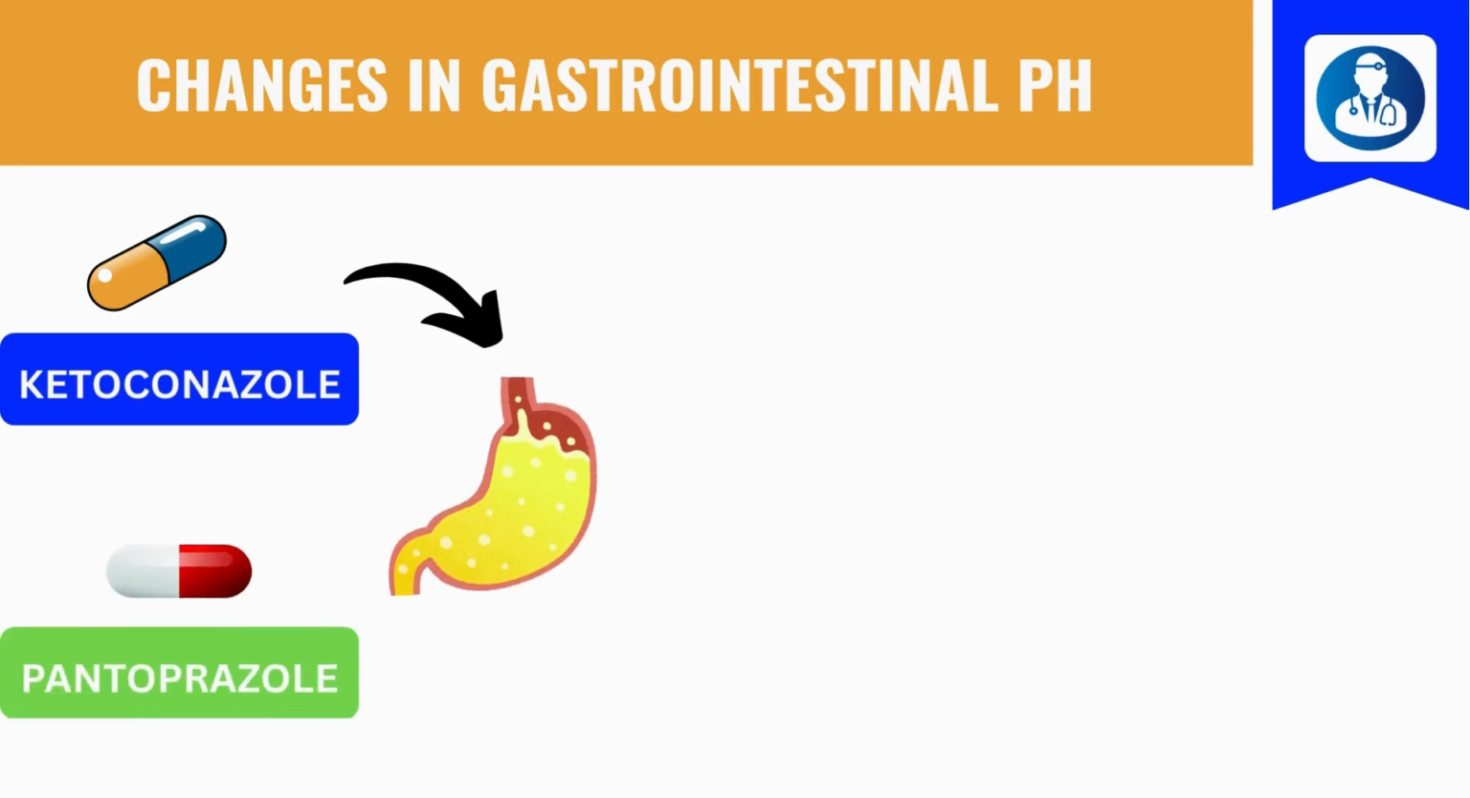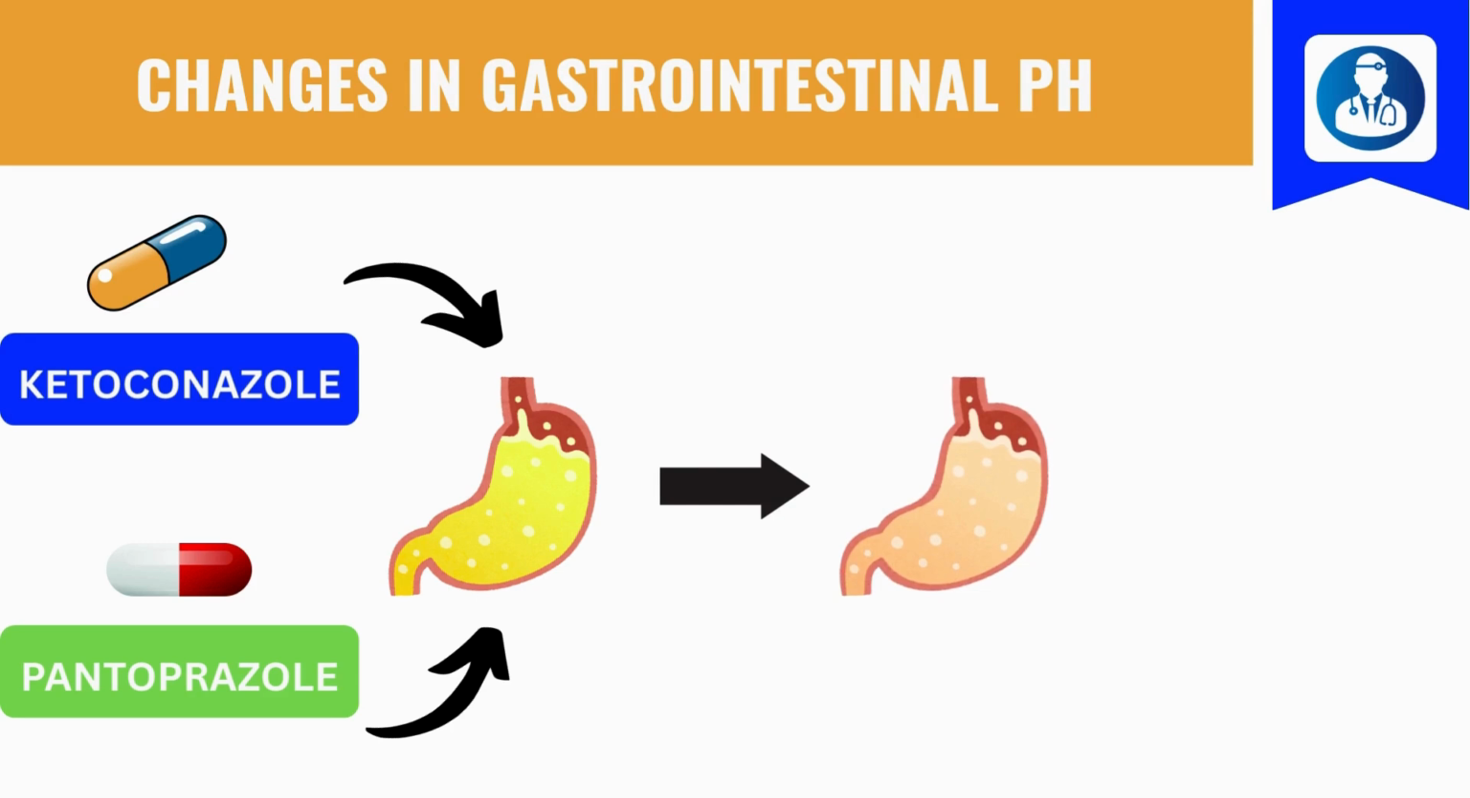But if you also take a proton pump inhibitor like pantoprazole or antacids like Gelusil, aluminum, magnesium, they reduce stomach acidity. That means ketoconazole won't dissolve well and you'll absorb less of it. Here is a simple analogy. Think of it like trying to dissolve sugar in cold water versus hot water. The hotter the water, the faster and better the sugar dissolves. If the water or your stomach isn't acidic enough, the drug doesn't dissolve or absorb properly.